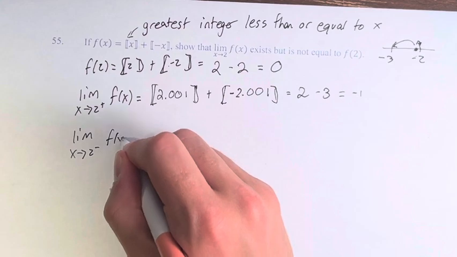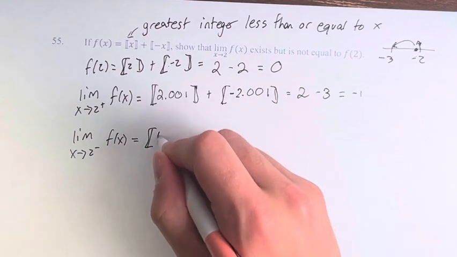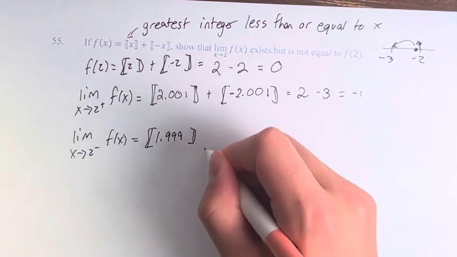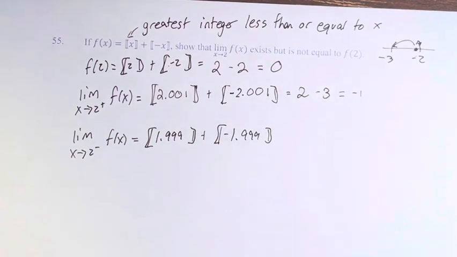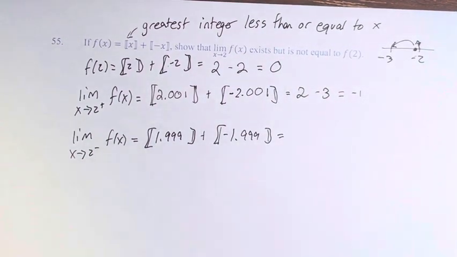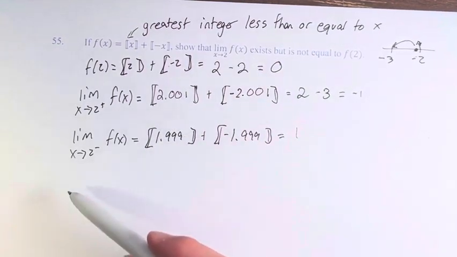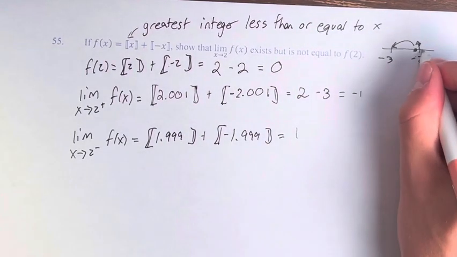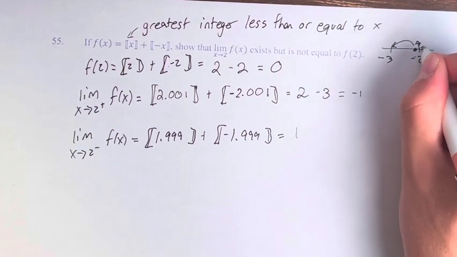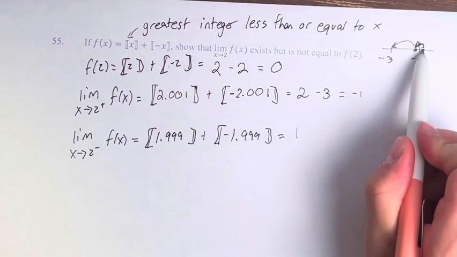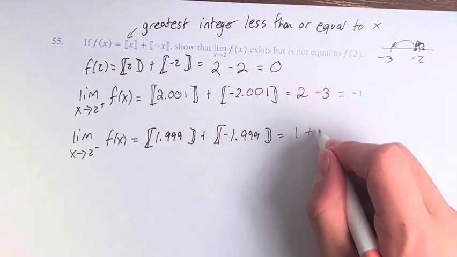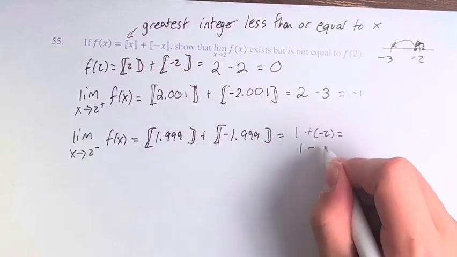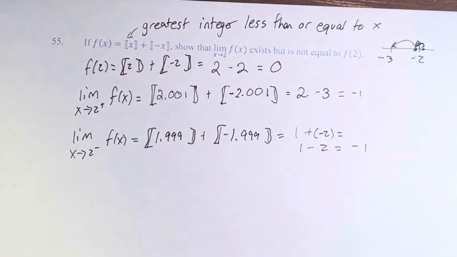Values from the left, we also have to calculate. So that would be 1.999, for example, and negative 1.999. The greatest integer that is less than or equal to 1.999 is 1. That's probably more obvious to see. And again, negative 1.999 is right here. So the greatest integer less than or equal to that actually is negative 2, because it's slightly larger than it. So it's 1 plus negative 2, 1 minus 2 is negative 1.